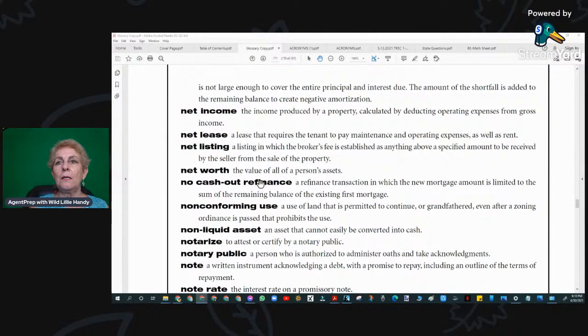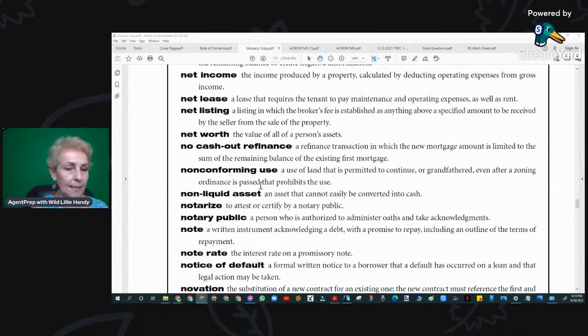All right. Net listing. Although they're legal in Texas, we don't really use them, because that's where a realtor could end up being dishonest and not looking out for the seller's best interest. It is a listing in which the broker's fee is established as anything above a specified amount to be received by the seller from the sale of the property. Net worth, the value of all of a person's assets. So any assets that you have, being your house, your cars, your investments, cash in the bank, your retirement, CDs, 401k, all that is considered your net worth.